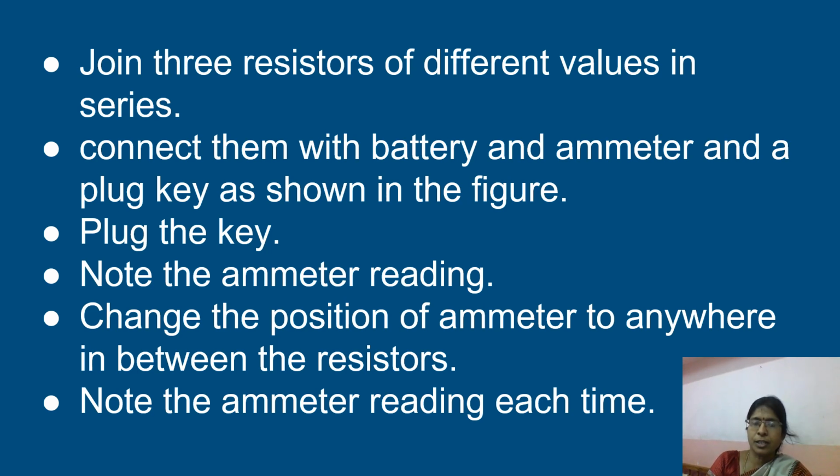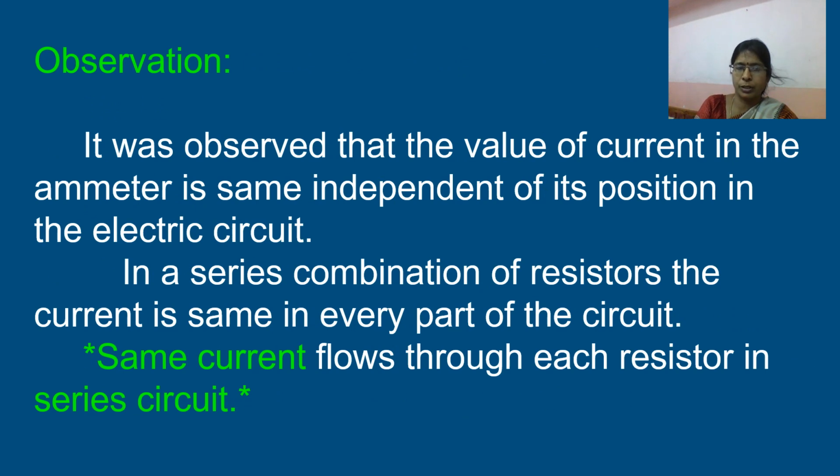Then let's see what happens and what is your observation. It was observed that the value of the current in the ammeter is same independent of its position in the electric circuit. So it was observed that though the position of ammeter has changed, the ammeter reading is denoting the same. It is showing the same reading. Hence, it was concluded that in series combination of resistors, the current is same in every part of the circuit.